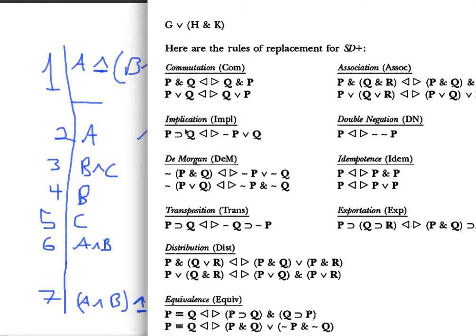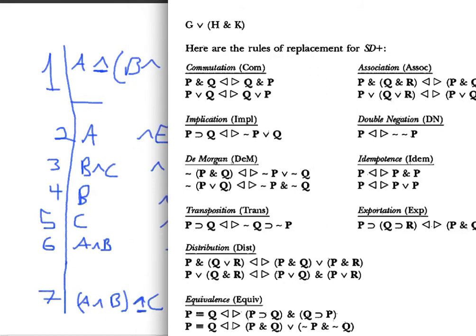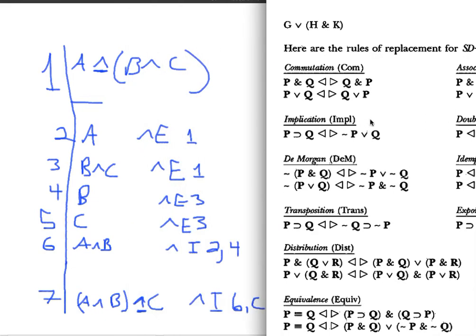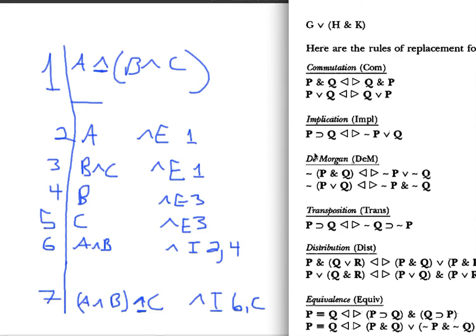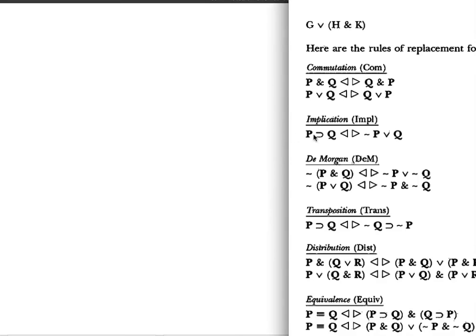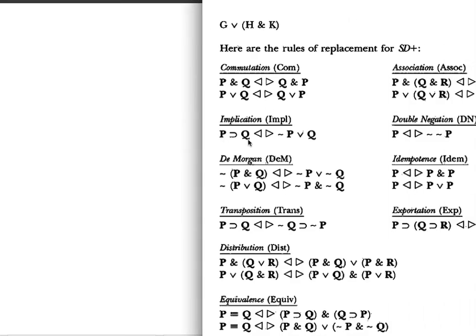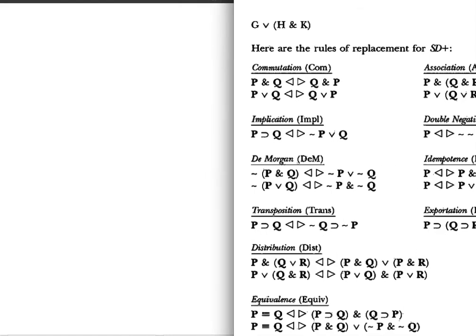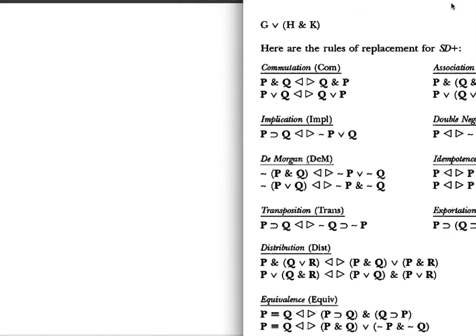So let's talk maybe a little bit about implication. Let's do a quick proof of implication here, just so we convince ourselves that it is in fact a valid rule. So implication says that when you have a conditional, you can replace it with the negation of the antecedent or the consequent. And I think if you recall, we did this in a truth table already. We proved that these are actually equivalent.